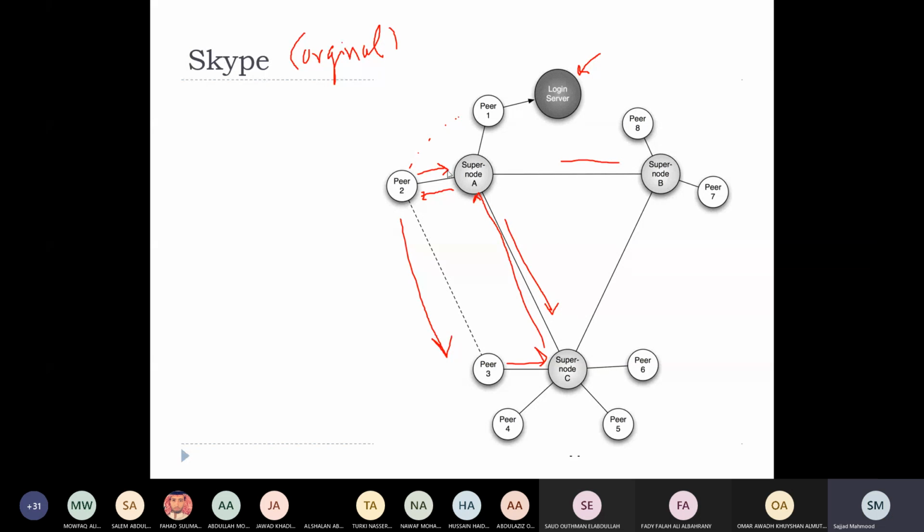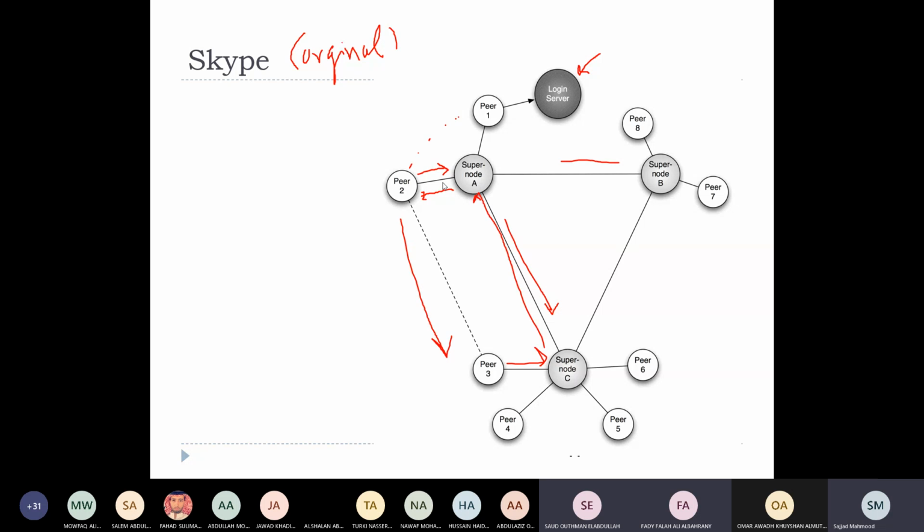Is this clear to all of us, how Skype facilitates making calls and how it's combining the strength of P2P with the client-server to achieve their objectives? Yes.